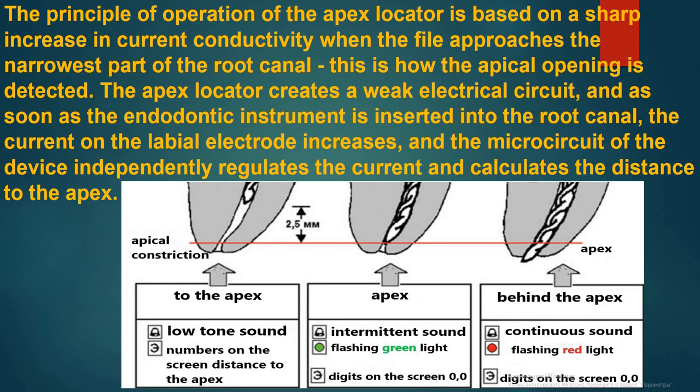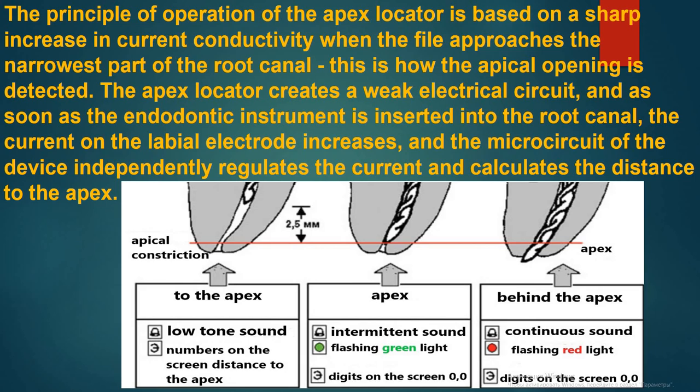The apex locator creates a weak electrical circuit, and as soon as the endodontic instrument is inserted into the root canal, the current of the labial electrode increases and the microcircuit of the device independently regulates the current and calculates the distance to the apex.